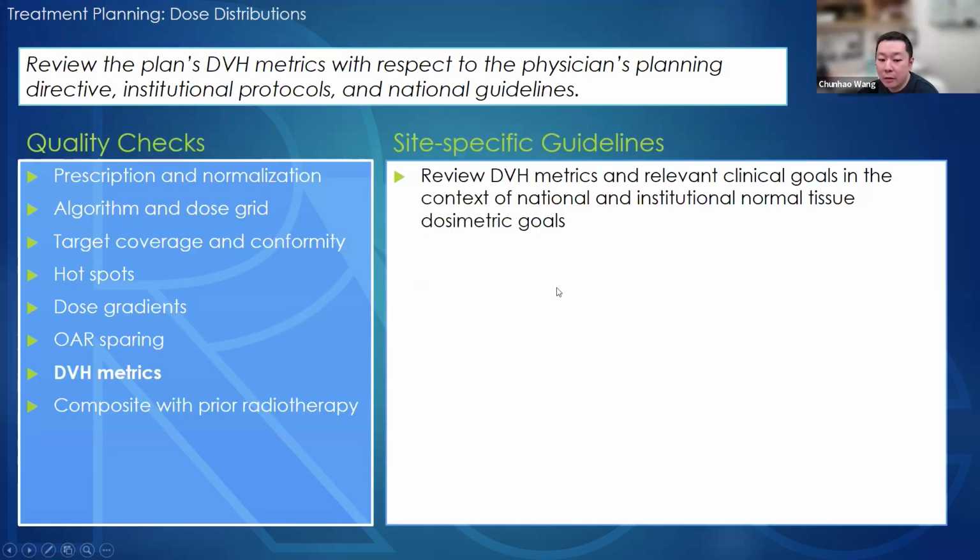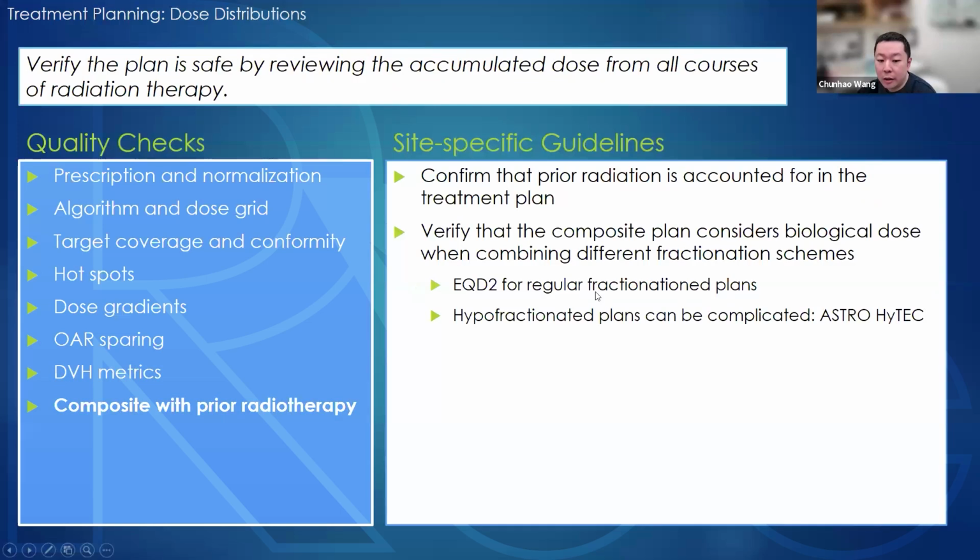So when evaluating DVH metrics, we also review the metrics around clinical goals in the context of national and institutional normal tissue dosimetry goals. And when we are evaluating the plan sum composite with a prior radiation, we want to make sure they are considered as a part of the plan if there's overlap.